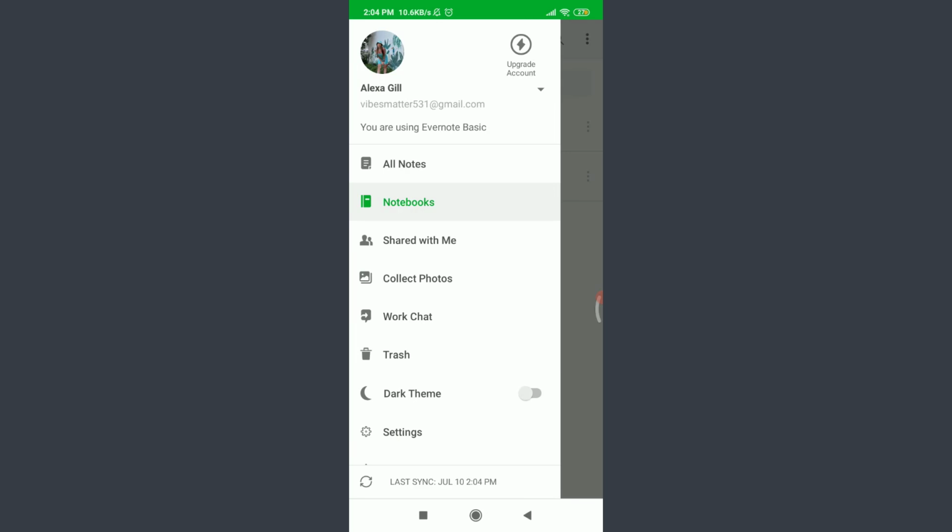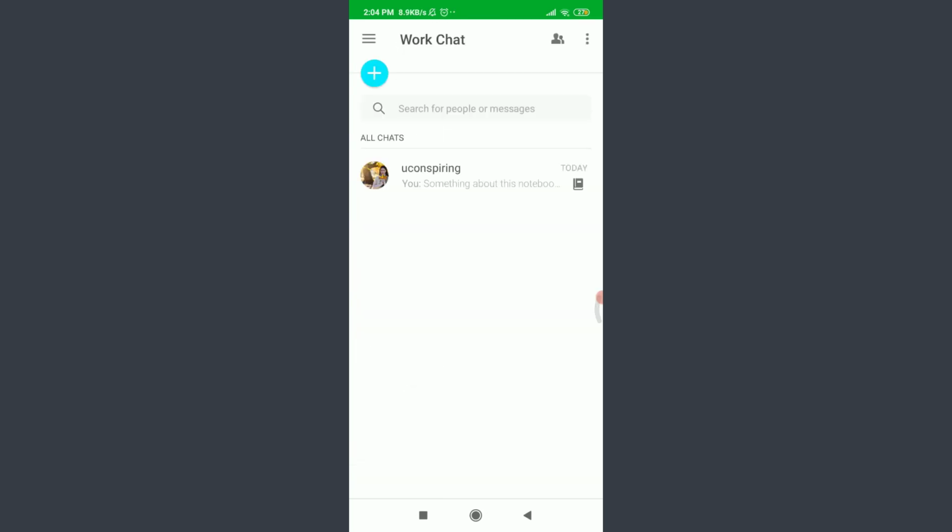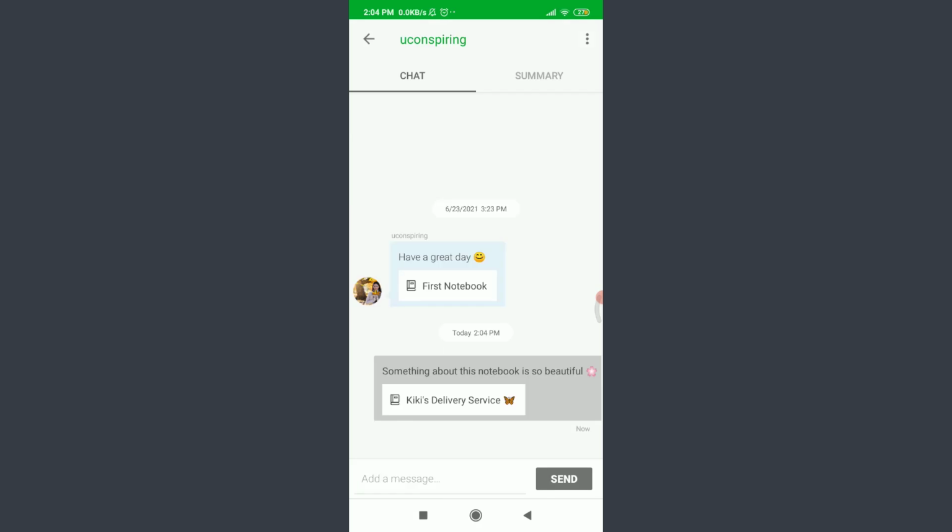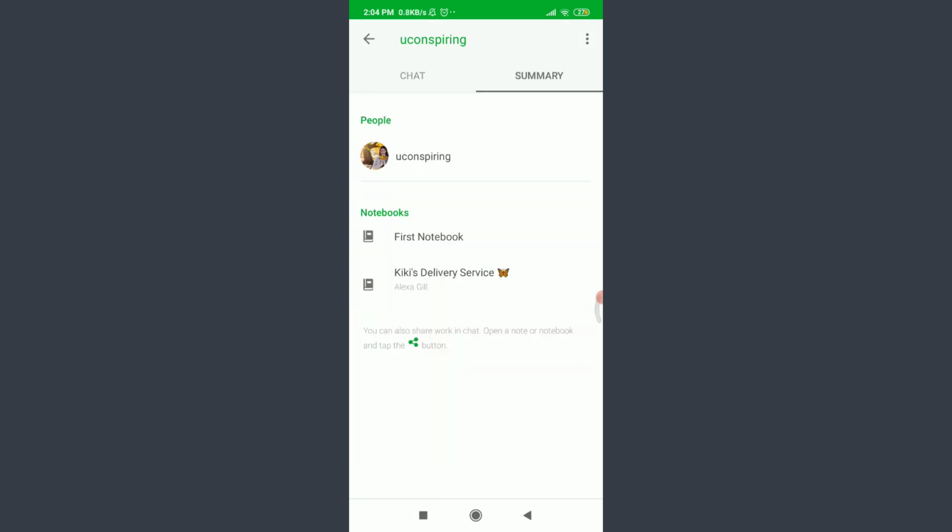Tap on Work Chat below Collect Photos. You can see that you have sent something to this particular username. Just tap on it, and yes, you have just sent this successfully. Tap on Notebooks next to it, and yes, you have shared this notebook particularly to You Conspiring.